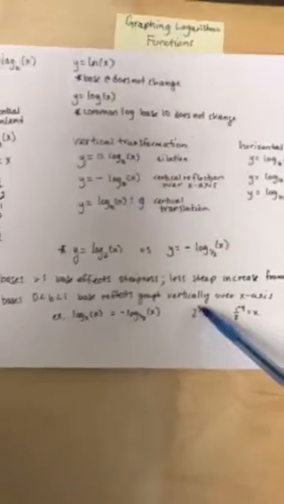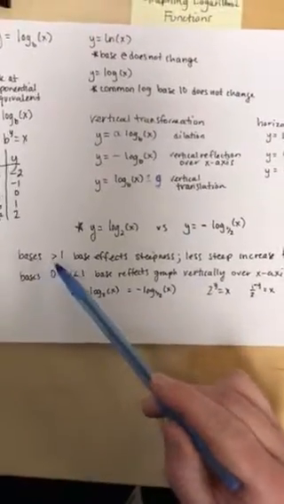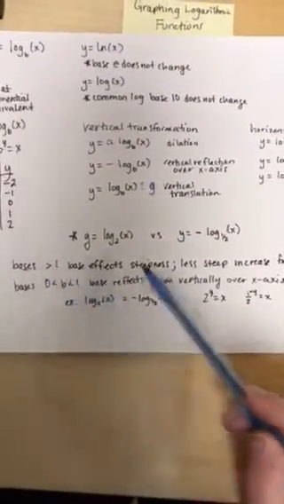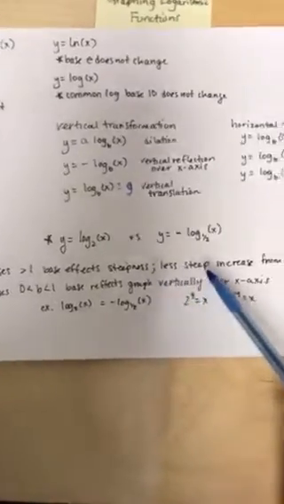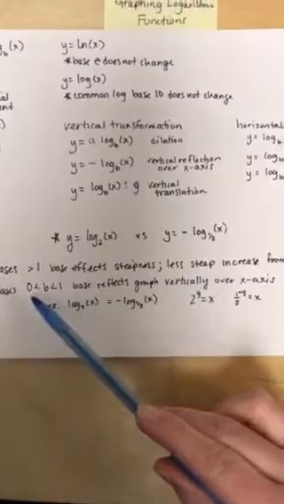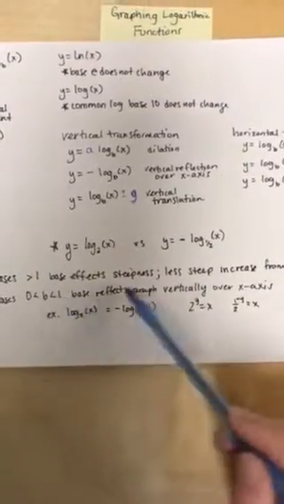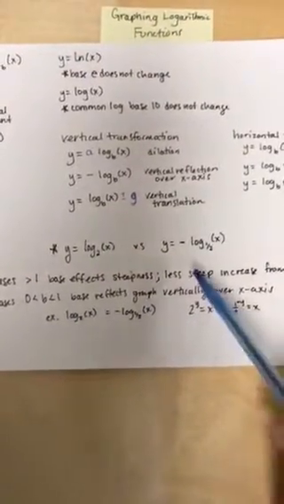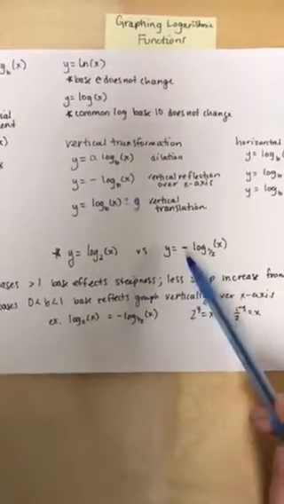One thing to notice regarding the bases, if your base is bigger than 1, that's going to affect the steepness of the graph. So it's going to be less steep from left to right from your key point. And then if your base is between 0 and 1, that's what I'm just talking about here. So the reciprocal bases are a vertical reflection.